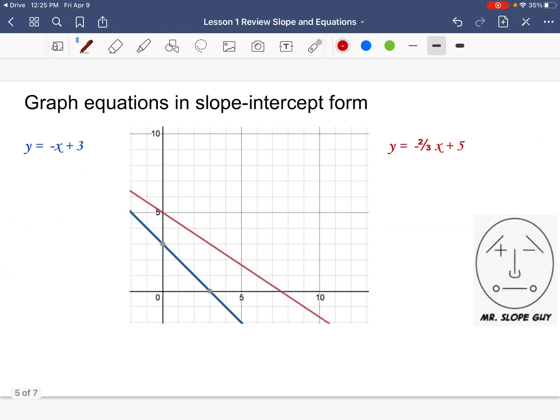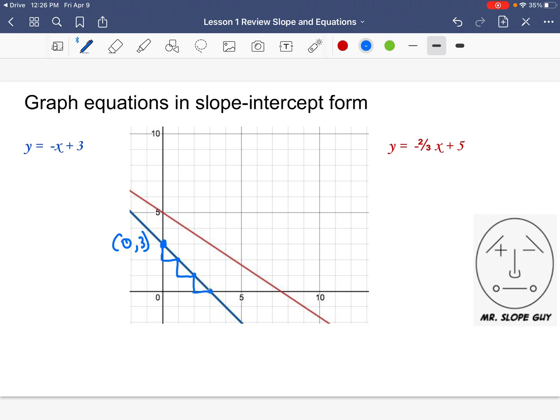Now to graph these, the first one, y is equal to -x plus 3, is represented by the blue line here. This point here is the y-intercept, which is 0, 3. And the slope is -1. You go down 1, over 1, down 1, over 1. Because it's negative, it's going down, like that.